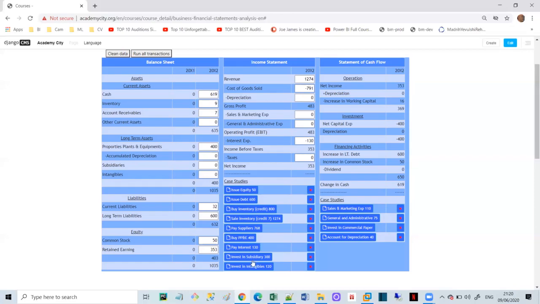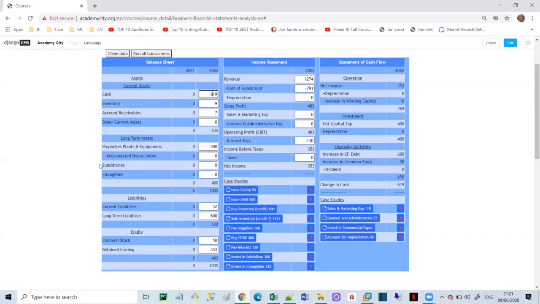Good. The next one is investing in subsidiaries. In fact, investing in subsidiaries is just like buying long-term assets. We spent 400 before to buy machinery, plant, equipment, buildings, and all of that stuff. Buying a subsidiary is very similar, just buying an asset. So when we click on the investment of 300 in subsidiary, we expect my cash to go down by that amount, and my investment in long-term assets to go up.